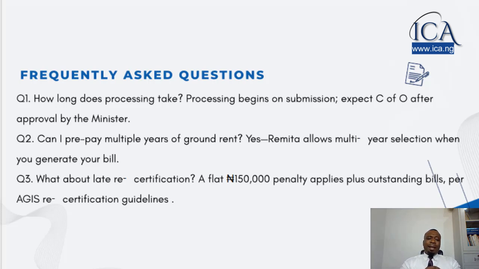Then the next question is, can I prepay multiple years of ground rent? The answer is yes. Remita allows multiple years selection when you generate your bill. If you have been owing for, let's say, 10 years, you can pay all of them at once, so that you know that you have done everything that you have to do with regards to payment of your ground rent, which is a very, very important payment in the process of obtaining your certificate of occupancy, or C of O.